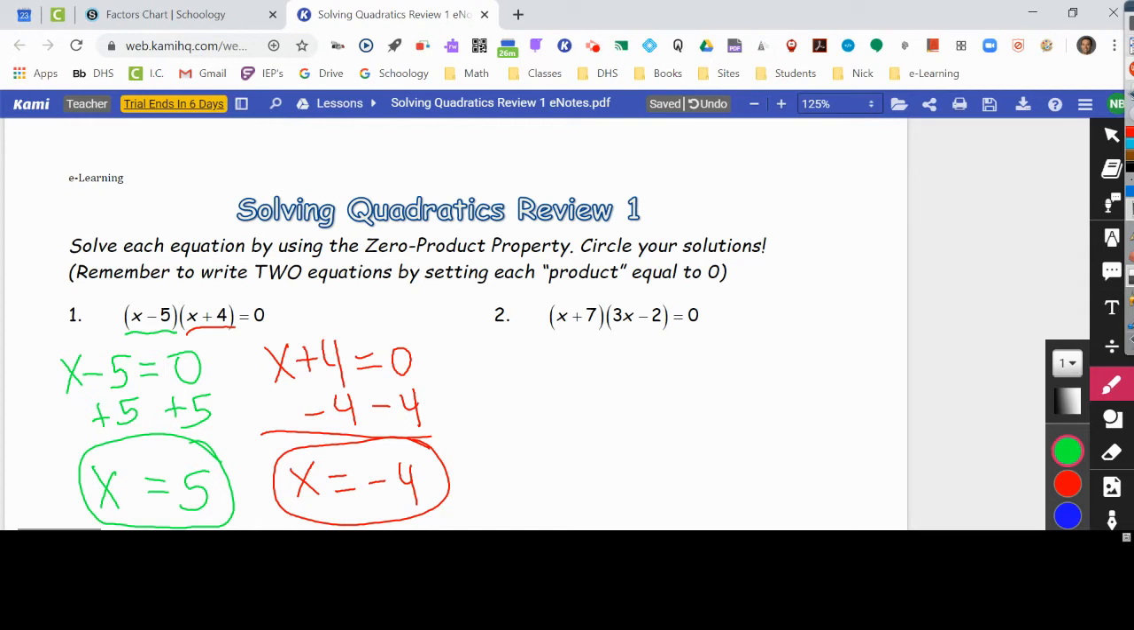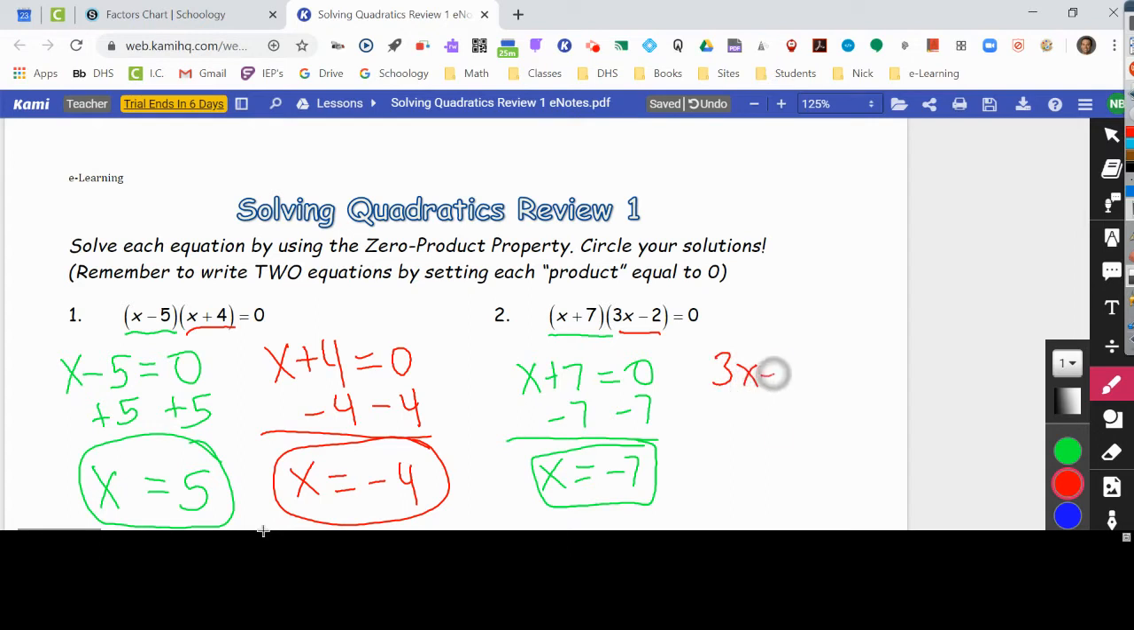So here we go. Number 2, we have x plus 7 times 3x minus 2 is equal to 0. Okay, so again, we're going to take our first product here, x plus 7, and we're going to set that equal to 0. And we're going to subtract 7, and we get x is equal to negative 7. Then I'm going to take my second product, 3x minus 2, and I'm going to set that equal to 0.